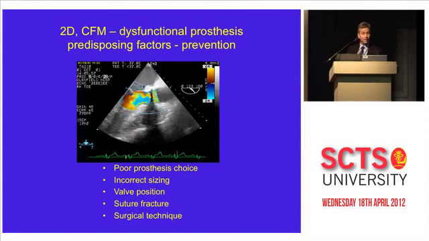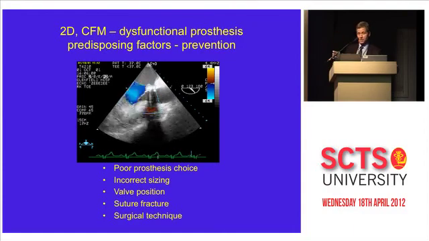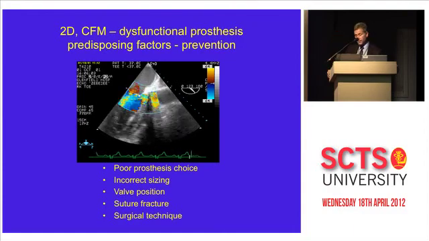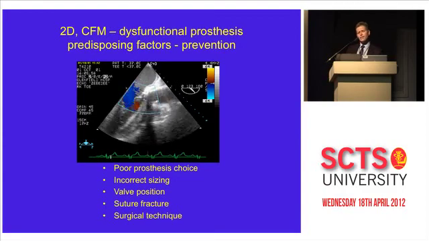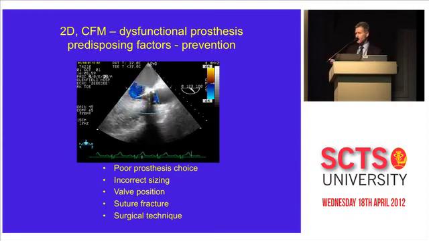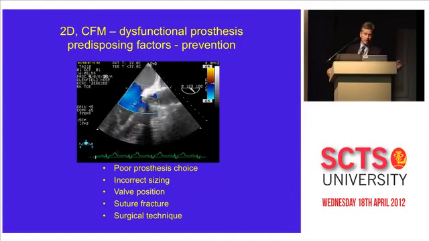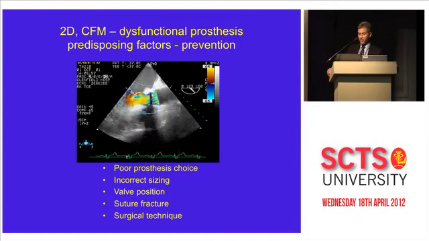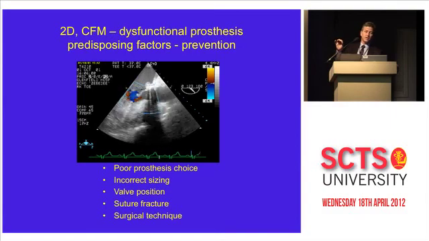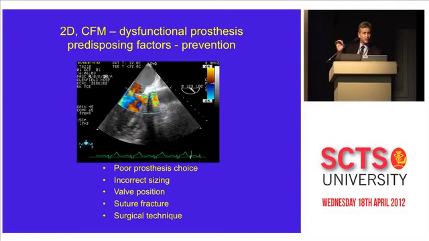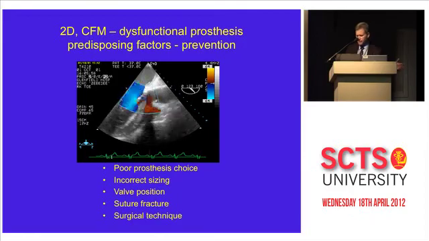Then there's the position of the valve, in the mitral or aortic position, maybe a supra-annular implantation. Something that cannot always be predicted is a fracture or a rupture of a suture. It also depends on what surgical technique they use. Is it continuous sutures or individual separate sutures? All of this can contribute.